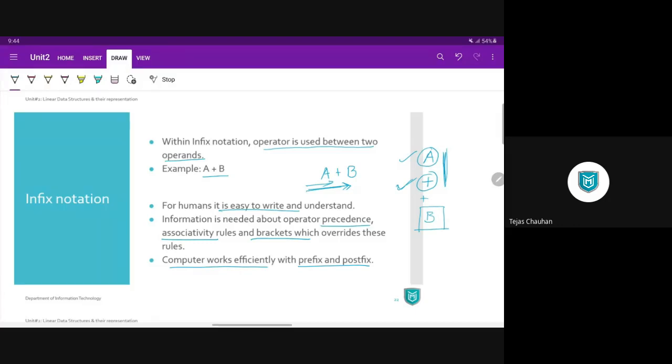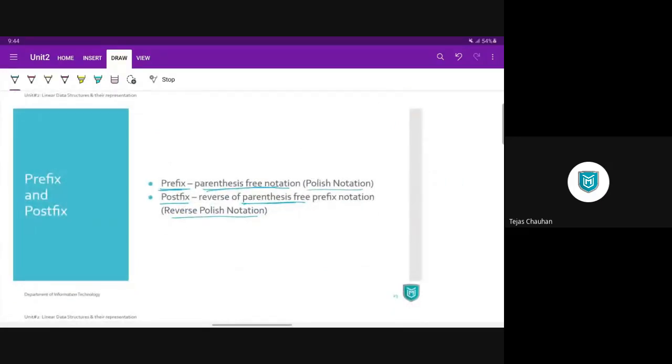Because we have the postfix increment operator also, we don't know what happens next, whether the next character will be an operand or not. The computer does not know that, and that's why it is not efficient with infix expressions. The computer is more efficient with either prefix or postfix, and that's why we looked at prefix and postfix expressions. Now these are parenthesis-free expressions.